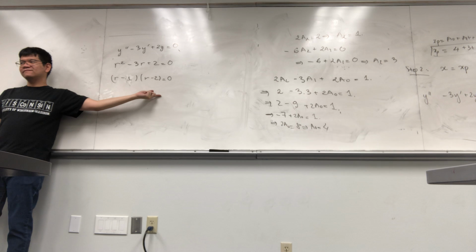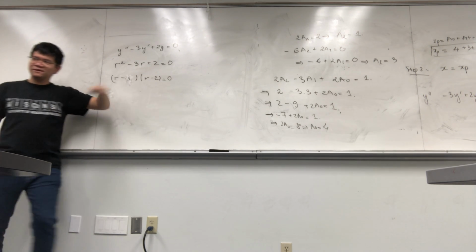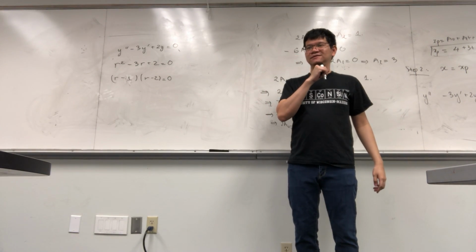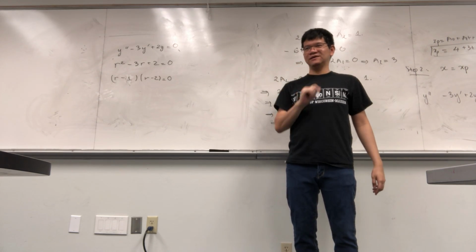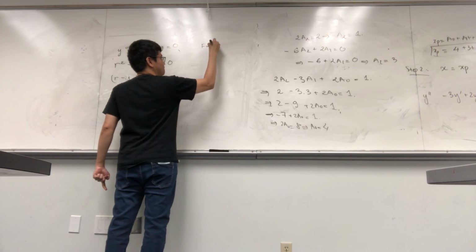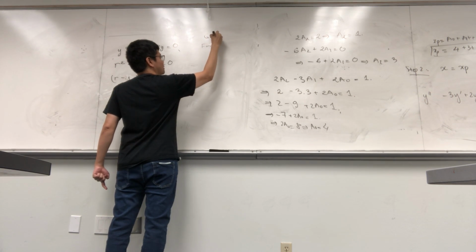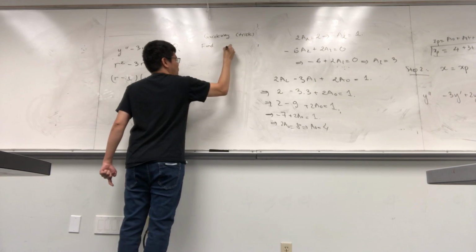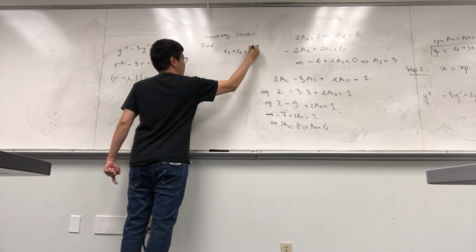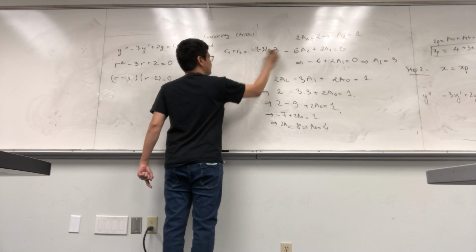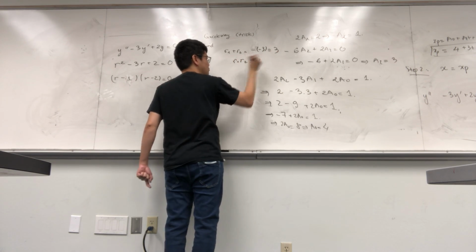You can just look at it, but you could also use the formula that is given for r1 and r2. But I don't want to use that formula. There's a quick way to do that. So the quick trick is to find r1 plus r2 to be 3, which is minus the coefficient of r, and r1 times r2 is equal to 2.